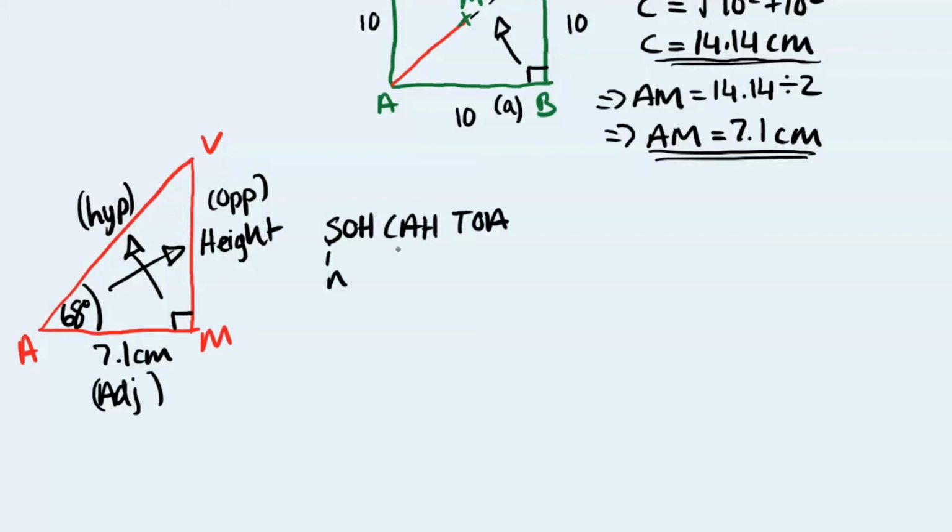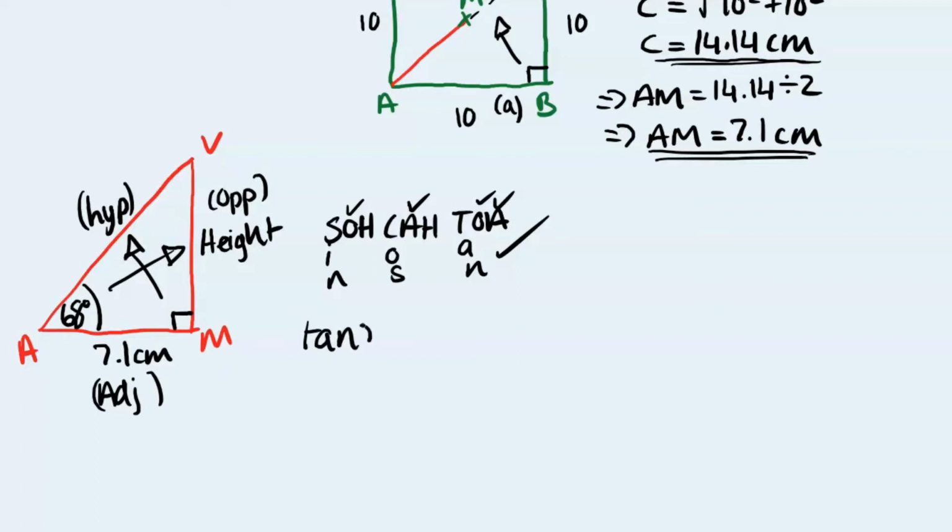Sine and cos and then tan. So what sides do we know? Well, we know the adjacent is 7.1 centimetres, so we can tick off A. And we're trying to find height, which we've called the opposite, so we can tick off O. Now tan has 2 ticks, that's the most ticks, so we're going to use the tan equation. That's the lengthy process we've gone through to figure out which equation we need to use.